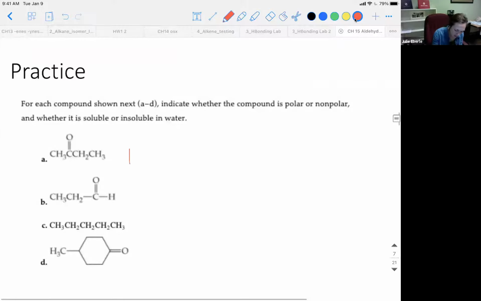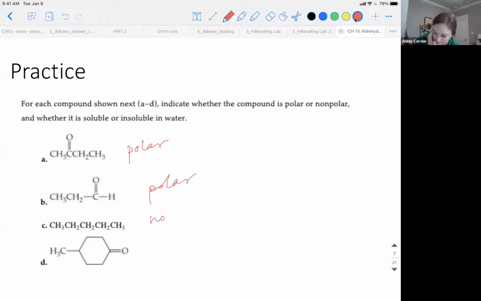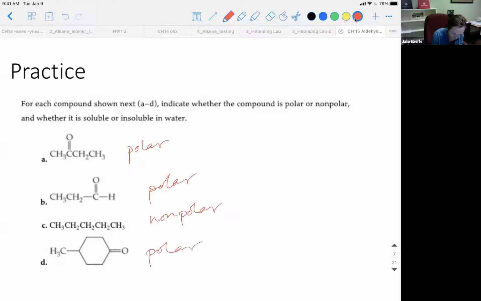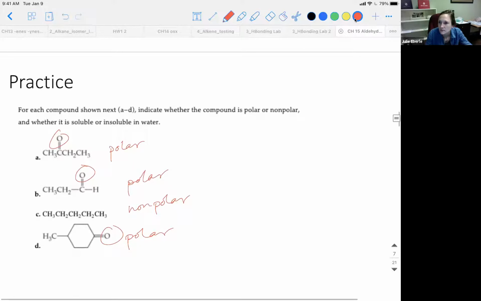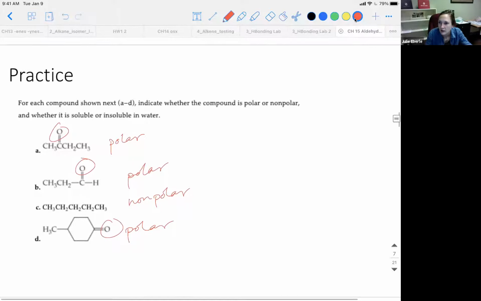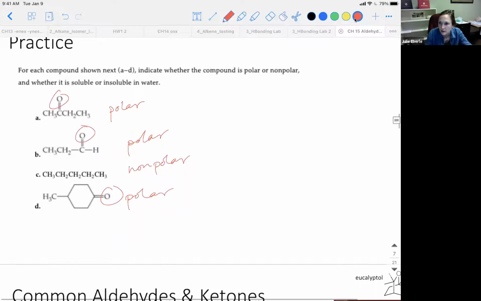Okay, what you should have is polar, polar, non-polar, and polar, because we have these oxygens in here, and C is the only one that does not have an electronegative atom. Okay, any questions on how that would affect boiling points and the trends there?